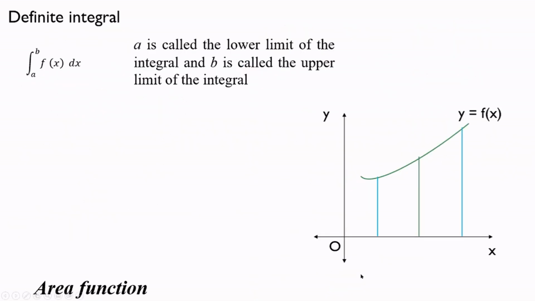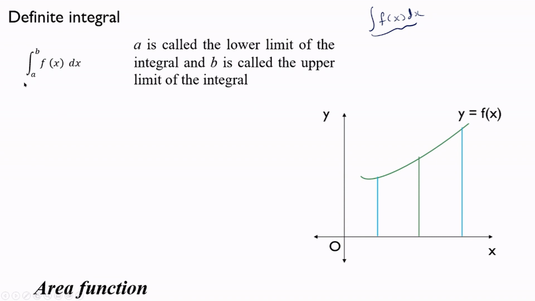Next we have the definite integral. If we have an integral of this form, integral a to b f of x dx, then such an integral is called a definite integral. On the other hand, if we have integral f of x dx, then such integrals are called indefinite integrals. Here a is called the lower limit of the integral and b is called the upper limit of the integral.